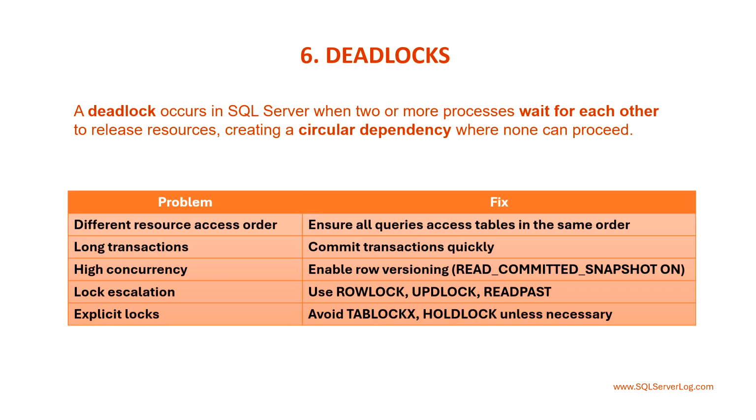Number 6, deadlocks. A deadlock occurs in SQL Server when two or more processes wait for each other to release resources, creating a circular dependency where none can proceed. Problem and fixes: different resource access order. Fix: ensure all queries access tables in the same order. Long transactions, commit transactions quickly, and the problem will be fixed. High concurrency, enable row versioning, READ_COMMITTED_SNAPSHOT ON. Lock escalation, use ROWLOCK, UPDLOCK, READPAST. Explicit lock problem, avoid TABLOCKX, do not hold locks unless necessary.